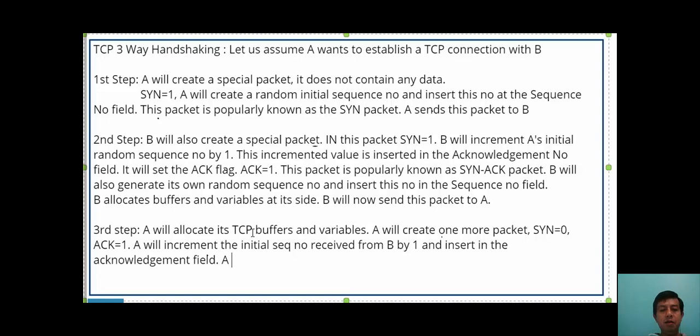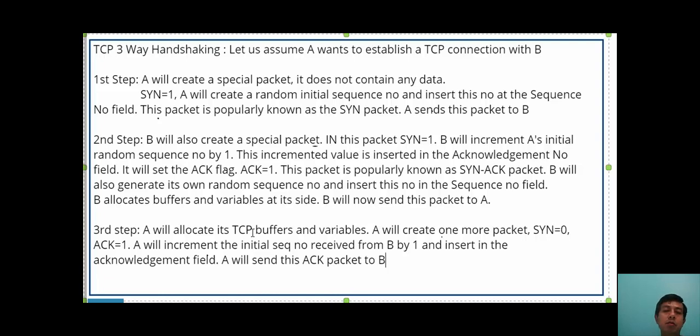Now A will send this ACK packet. This packet is popularly known as the ACK packet. A will send this ACK packet to B. Now this finishes the TCP connection establishment phase. Once B receives this third packet, the connection establishment phase is over. Clear? After this, the actual data transmission can take place from A to B.